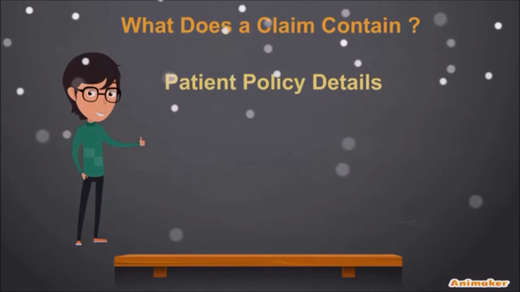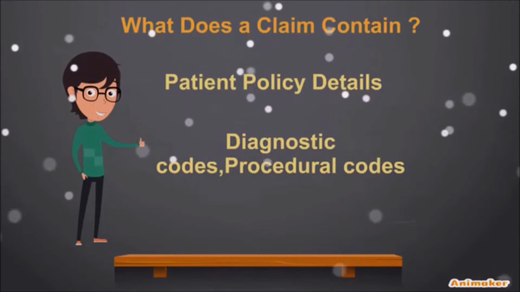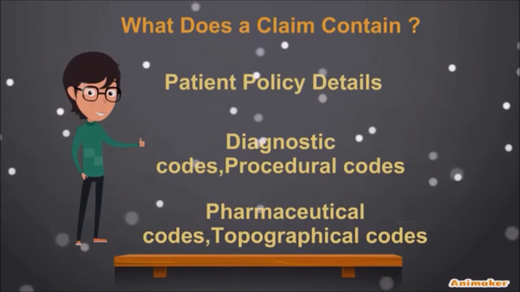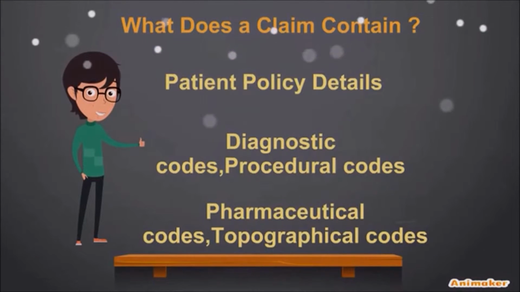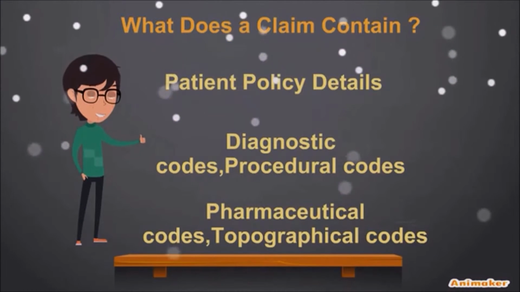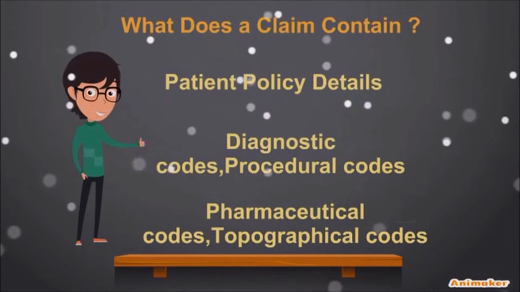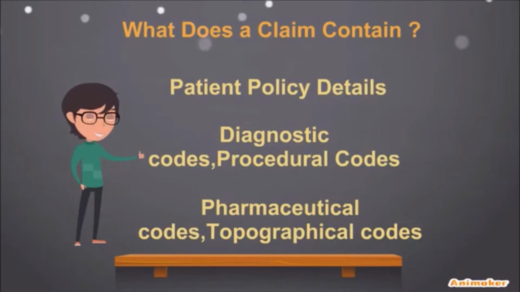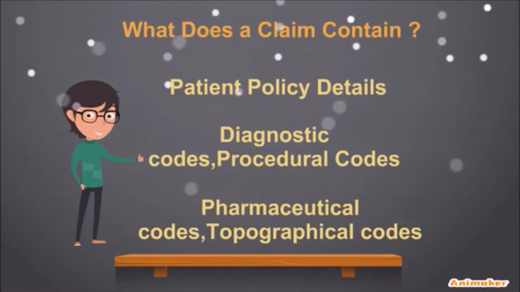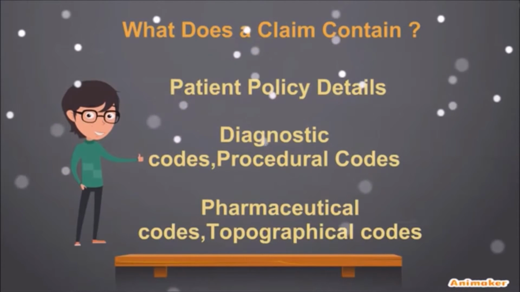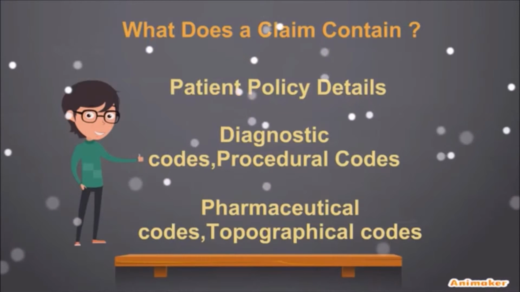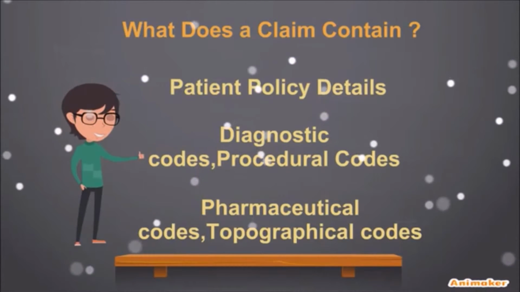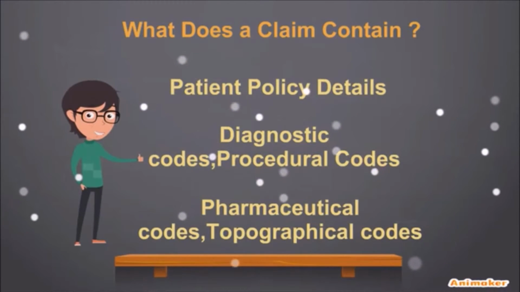What does a claim contain? Number 1, patient policy details. Number 2, diagnostic codes used to determine diseases, disorders. Number 3, procedural codes which tell the action taken by the physician to cure the patient's disease or disorder. Number 4, pharmaceutical codes which tell the drugs used. Number 5, topographical codes which indicate the specific location in the patient's body where exactly the problem is.